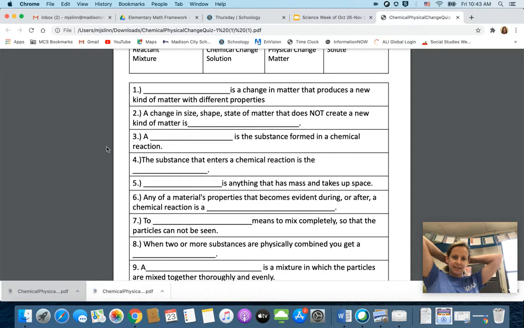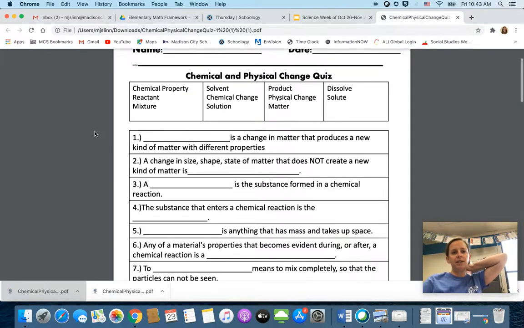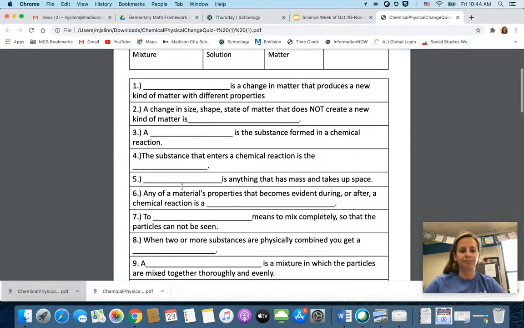A blank is the substance formed in a chemical reaction. Now, this is not something that we've talked about before. When you have a chemical reaction, the new matter that is produced or made is called the product. For example, when we combined vinegar and baking soda and carbon dioxide was released, the carbon dioxide was the product, the new substance that was formed in that chemical reaction.